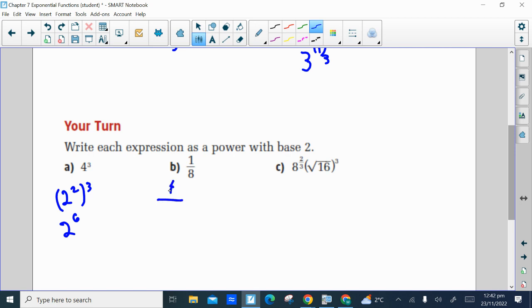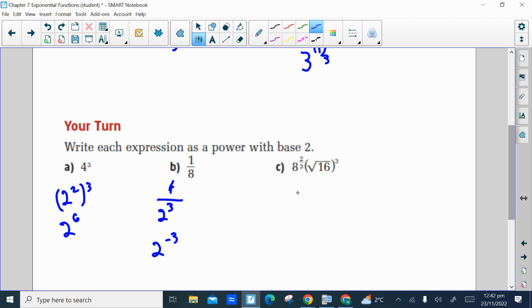For question B, it's 1 over 8, and 8 can be written as 2 cubed, so it's 1 over 2 cubed, which really isn't written as a power with a base of 2. So to do that, you move it from the bottom to the top, which causes the exponent sign to change from positive to a negative.